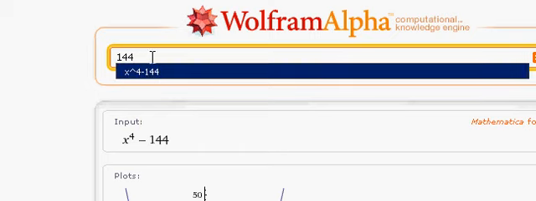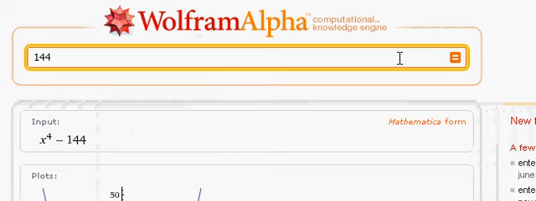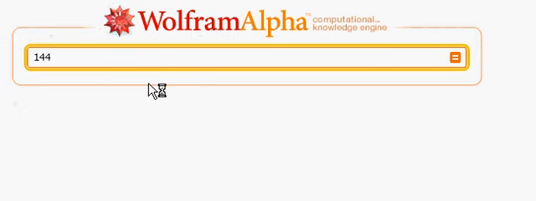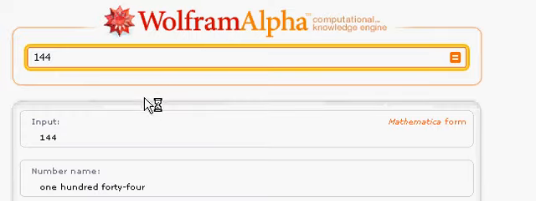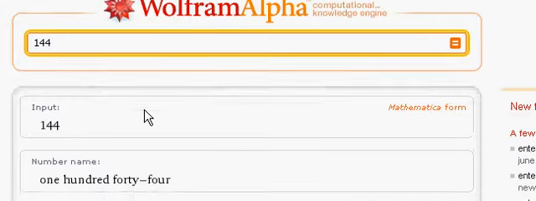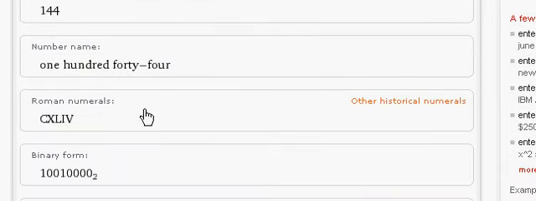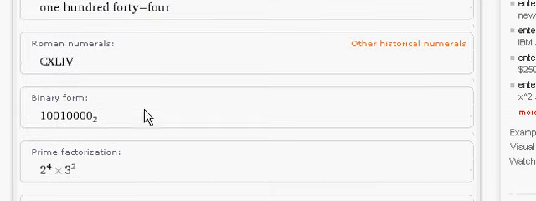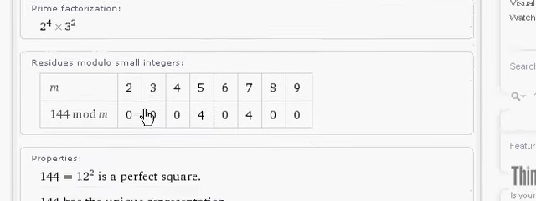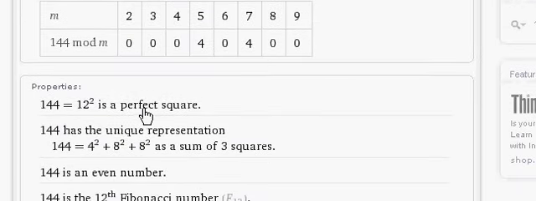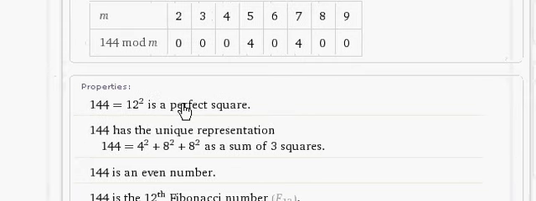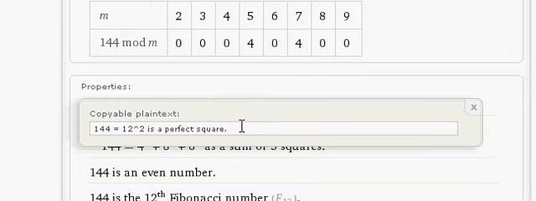To that point, let's take a look at the number 144 since we're here. And I wanted to share with you 144. There it is, 144. There's the Roman numerals for it, CXLIV, and the binary form. And what I wanted to share with you is that 144 is also a perfect square. So lots of perfect squares when you start looking for them.